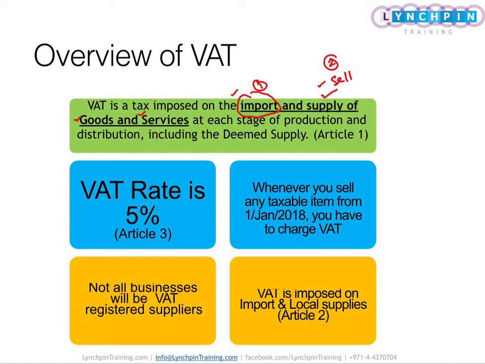Now here the word is supplies. It's not only sale. It's very important to understand. Normally I sell whatever is my main activity, but I may be selling something else, or I may be supplying something else. Let's take an example of any scrap items, any fixed asset. All those would also be subject to VAT itself.